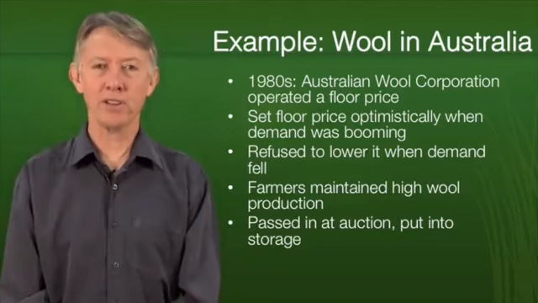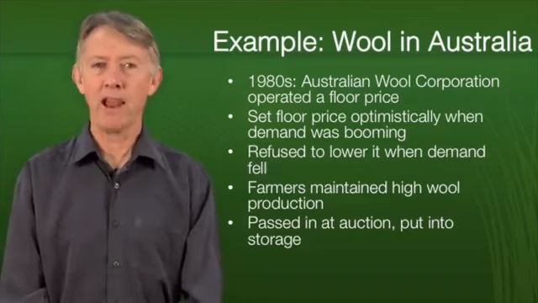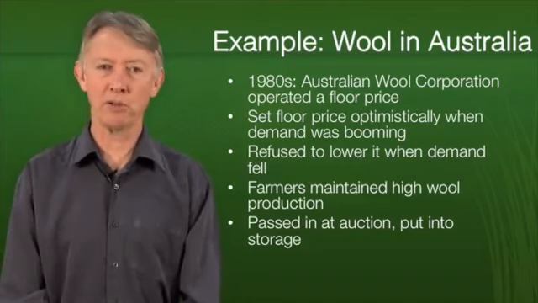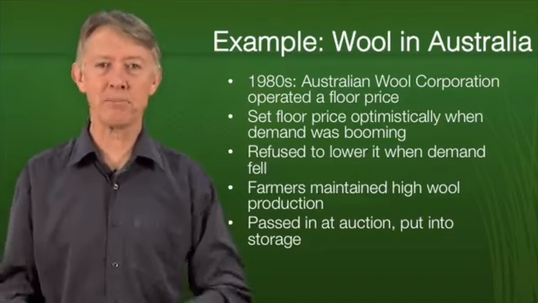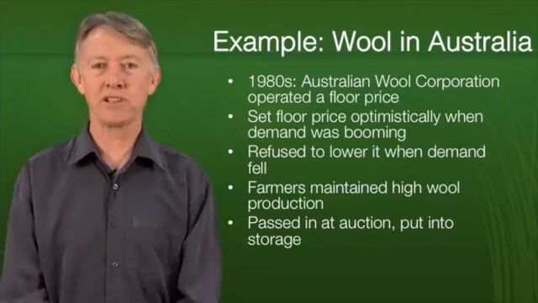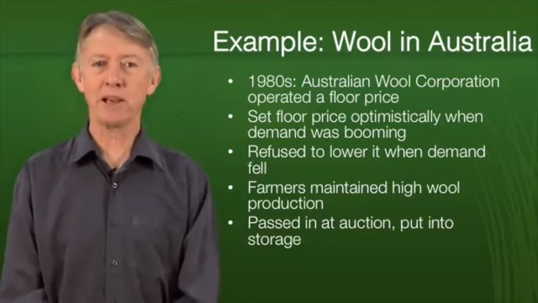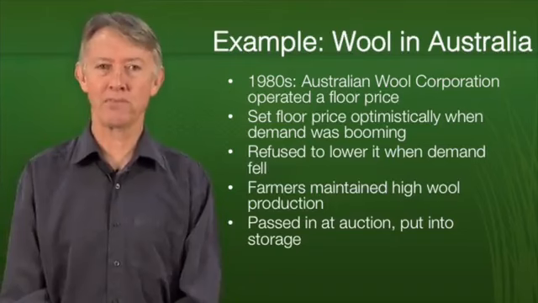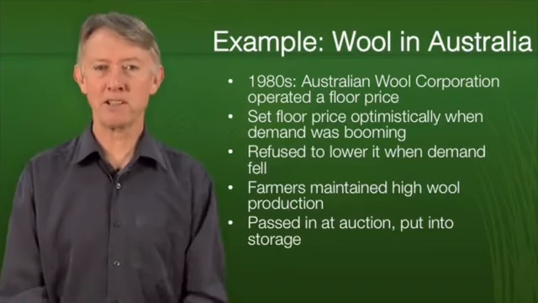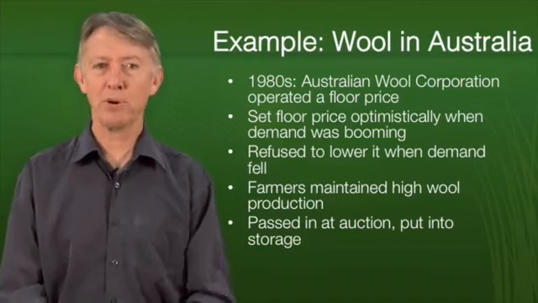The problem with that was that they set the floor price optimistically when demand was really booming, and then refused to lower it when demand fell. What they should have done was set their price temporarily and then lower it once the demand fell. And because the price was set so very high, eventually far above the market price, farmers maintained very high levels of wool production. But most of it was passed in at auction and had to be purchased by the Wool Corporation, which just put it into storage.